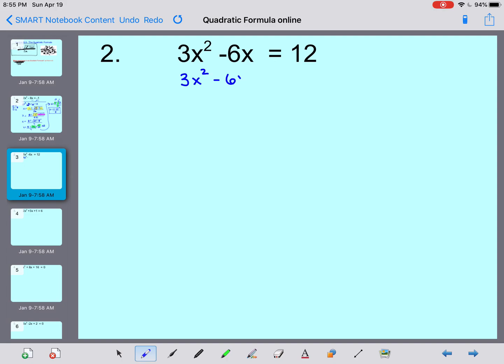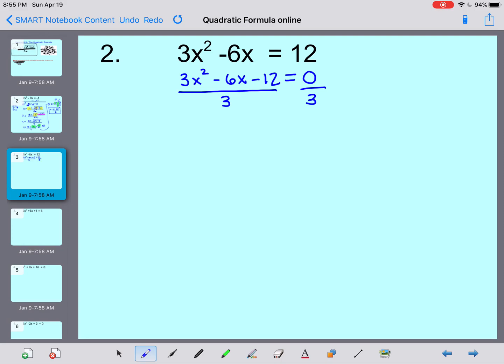There's actually a little bit of a twist to this question. Did you notice something about this problem? All the numbers are divisible by 3. So what I can do, because it's in an equation, I can divide both sides of the equation by 3. You're allowed to do that.